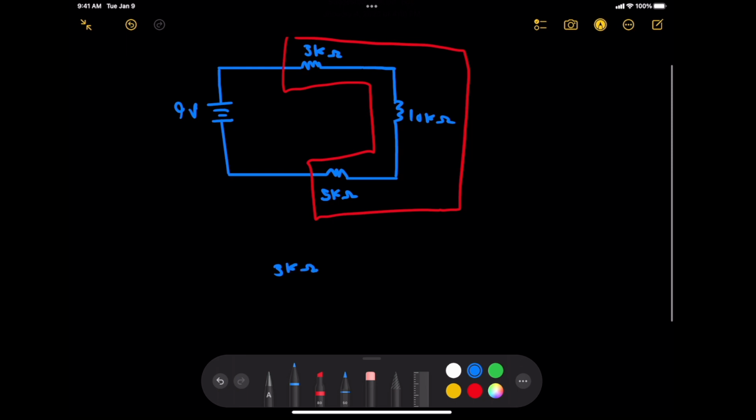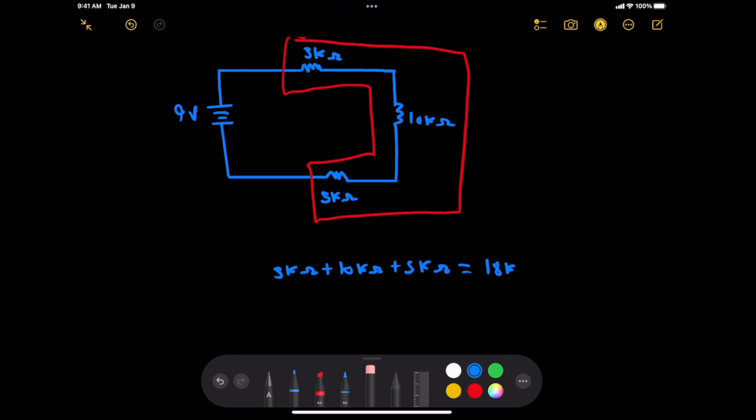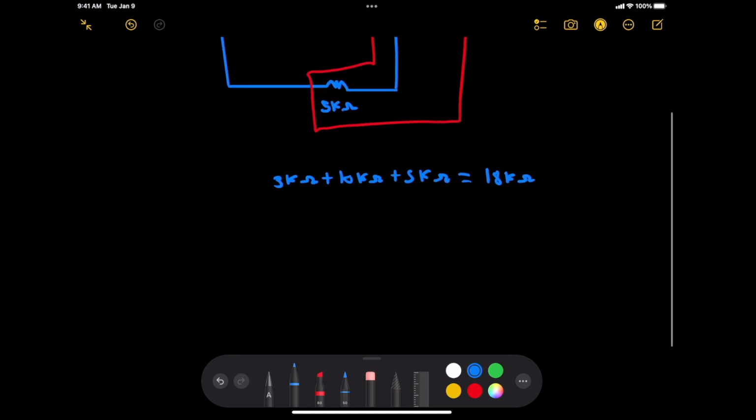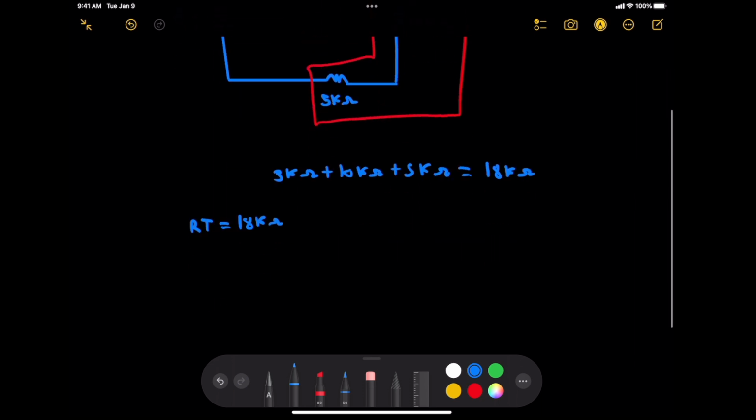3K plus 10K plus 5K. And if you just add this straight up, you're going to get 18K ohms. So this could be known as resistance total, or in this case, RT. So RT is going to be equal to 18K ohms. And what do we know so far? We know that the voltage total, VT, is going to be equal to 9 volts, and we're trying to find IT.